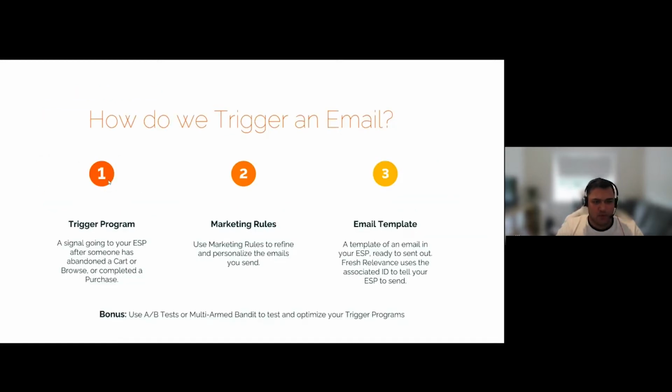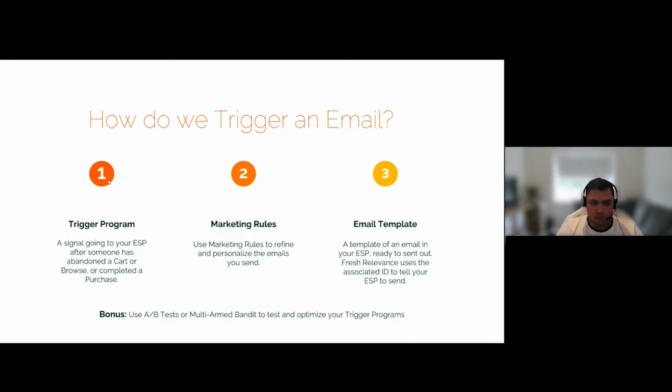So first, a little intro: how do we trigger an email? What are the variables that we need? This session is going to be a very, very top-level session, a very basic introduction to how we use triggered emails. So the first thing that we're going to need is a trigger program, and that is a signal going to your ESP after someone has abandoned a cart, a browse, or completed a purchase. So we're going to be sending that signal to your ESP from your trigger with the trigger program.